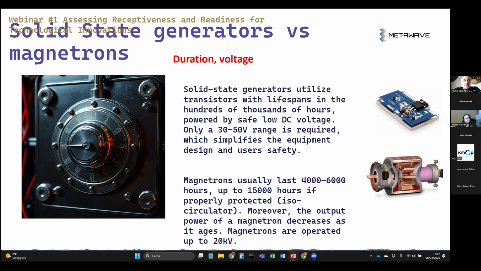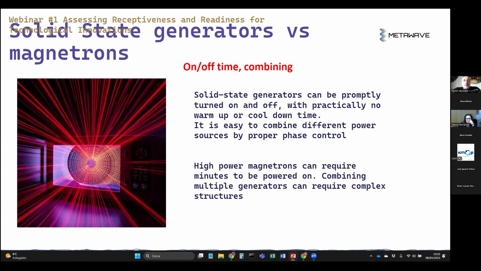Moreover, they do not suffer from vibrations. Magnetrons have a heated element inside, which emits electrons. Solid-state generators basically have oscillators and amplifiers. So it's a more robust source compared to magnetrons. Moreover, solid-state generators are easily turned on and off. Instead, magnetrons usually require some preheating time. Sometimes it can reach 1 or 2 minutes for large power sources.